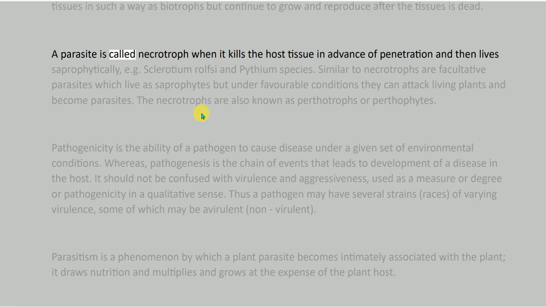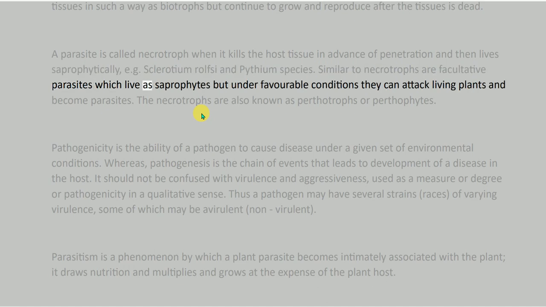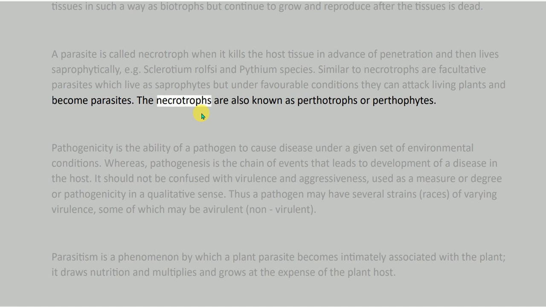A parasite is called necrotroph when it kills the host tissue in advance of penetration and then lives saprophytically, e.g., Sclerotium rolfsii and Pythium species. Similar to necrotrophs are facultative parasites which live as saprophytes, but under favorable conditions they can attack living plants and become parasites. The necrotrophs are also known as pathotrophs or pathophytes.